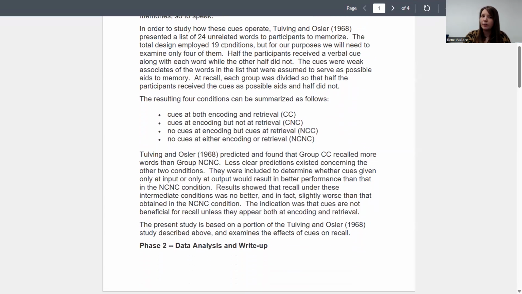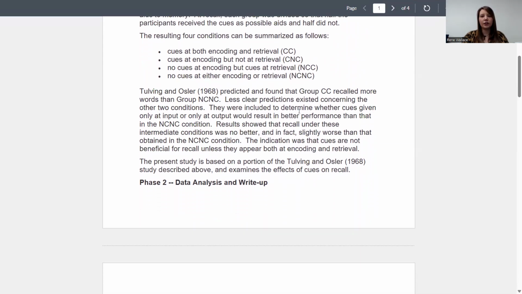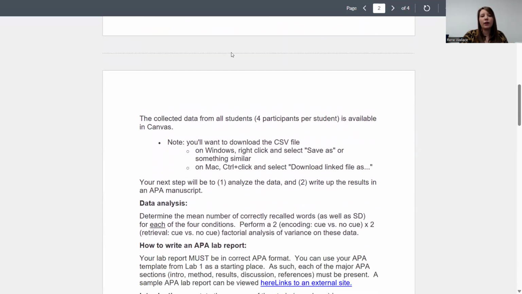We didn't quite get that crazy. You had 4 conditions: CC, CNC, NCC, and NCNC. So you had your 4 conditions, 1 participant for each condition for each student. I've brought all the data together in one big CSV file that I've sent out to you. So here's the data analysis and write-up.